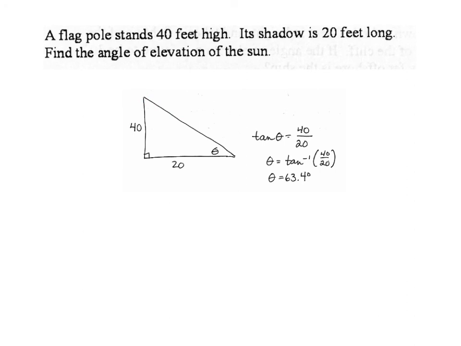This is the opposite side of that angle. This is the adjacent side of that angle. So I use tangent. Tangent of theta is equal to 40 over 20. So I used inverse tangent of 40 over 20, which is 2. And when I plug that into my calculator, I find that it is 63.4 degrees.